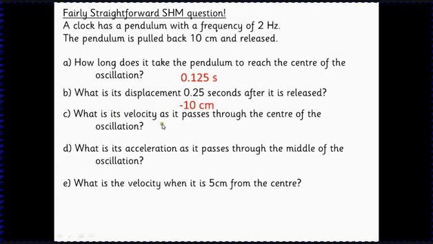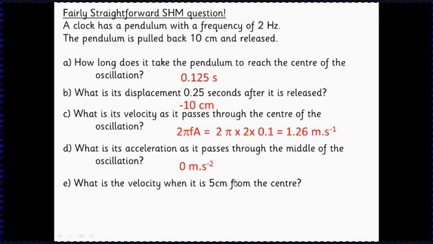So this is a V max. V max is 2 pi fa: 2 times pi times the frequency, 2 Hz, times the amplitude. If we turn it into meters, 0.1 meters. So it's going at 1.26 meters per second as it passes through the center. What's the acceleration as it passes through the middle? Well, you might be tempted to use an equation here, but when it's at the middle, the displacement is 0, and therefore the acceleration is 0. So you don't really need to put that. If you wanted to, you could put minus (2 pi f) squared x, but your x value would be 0.